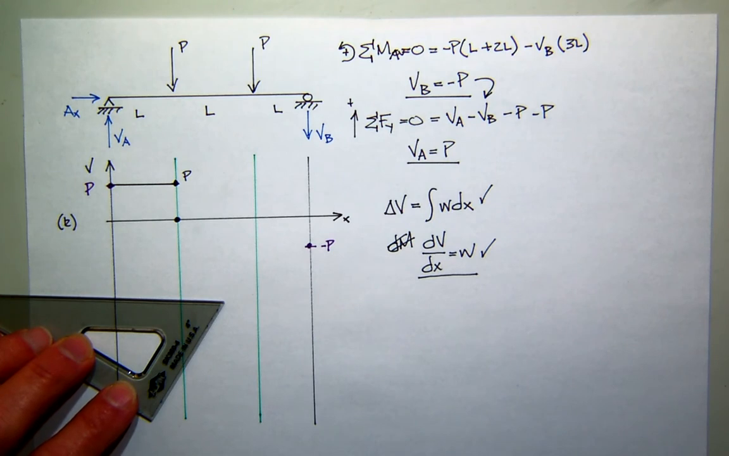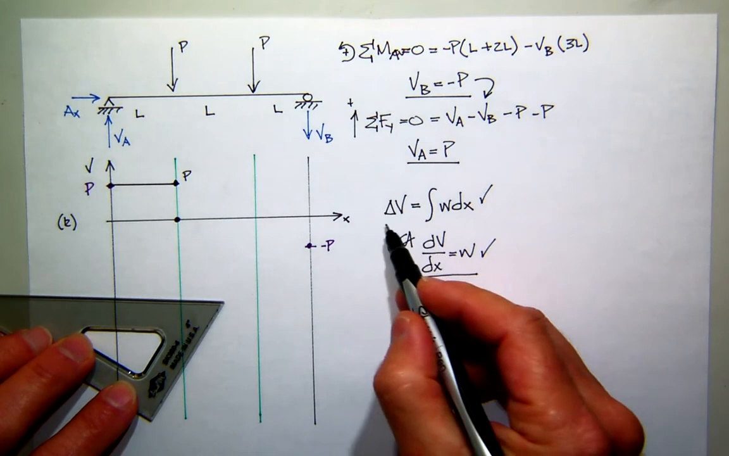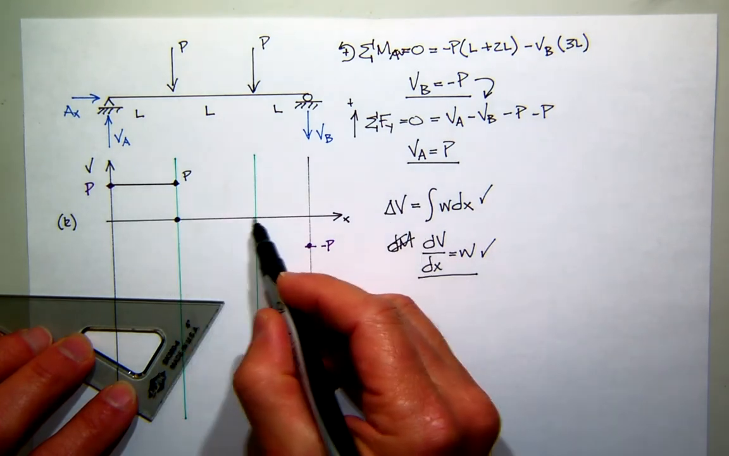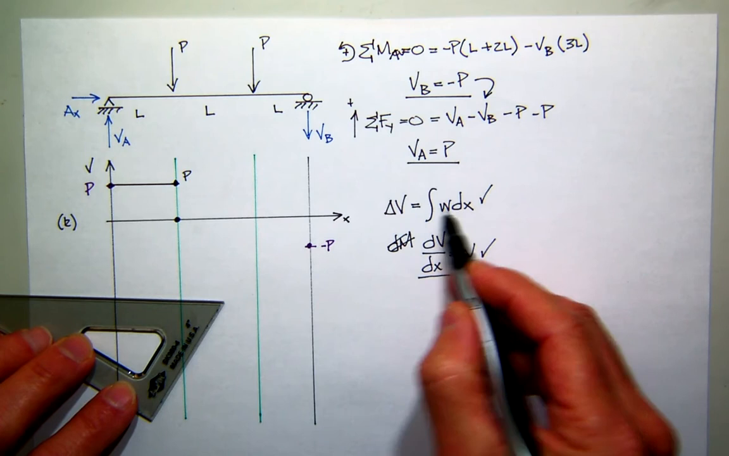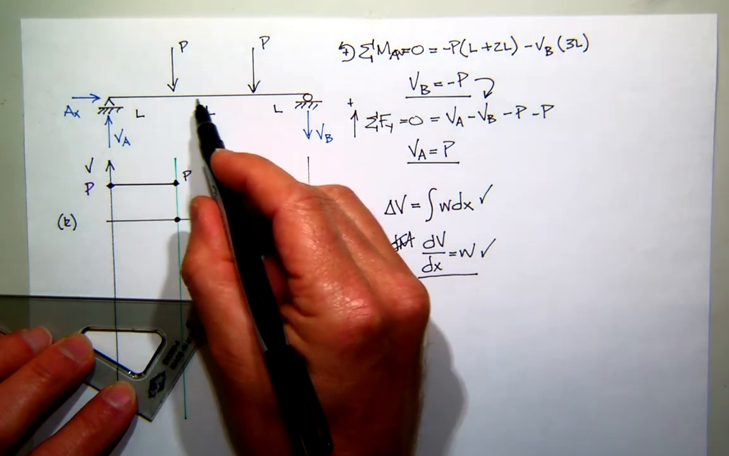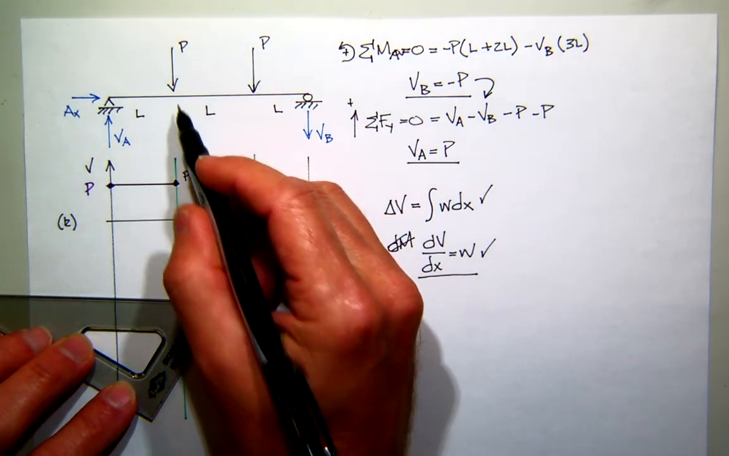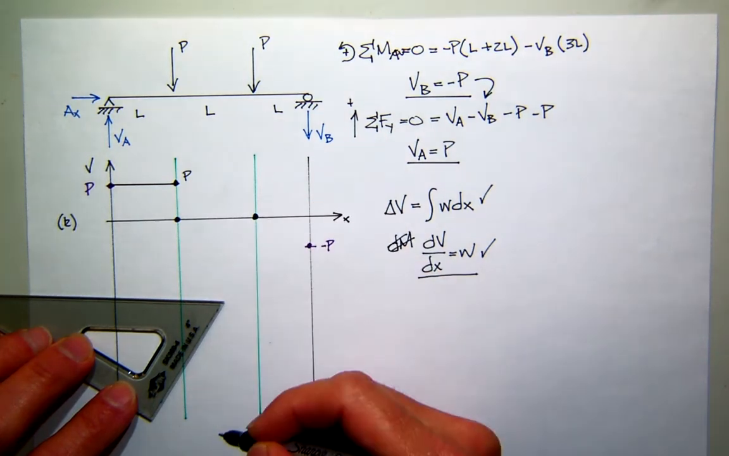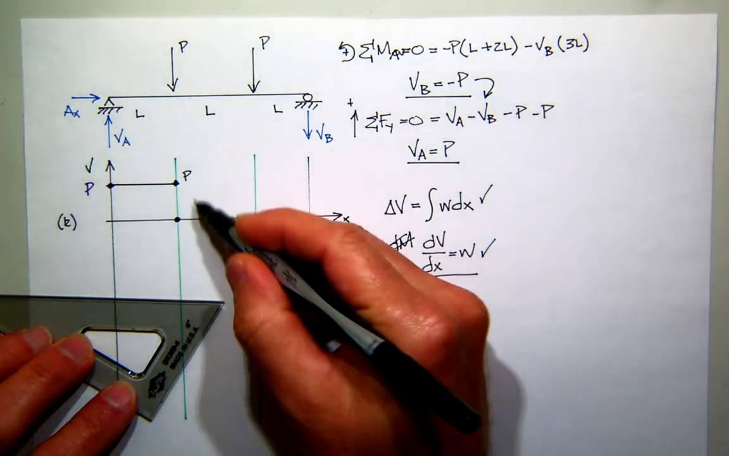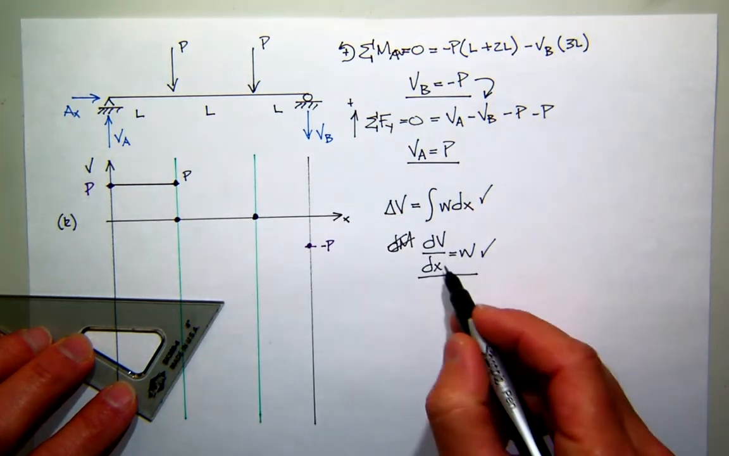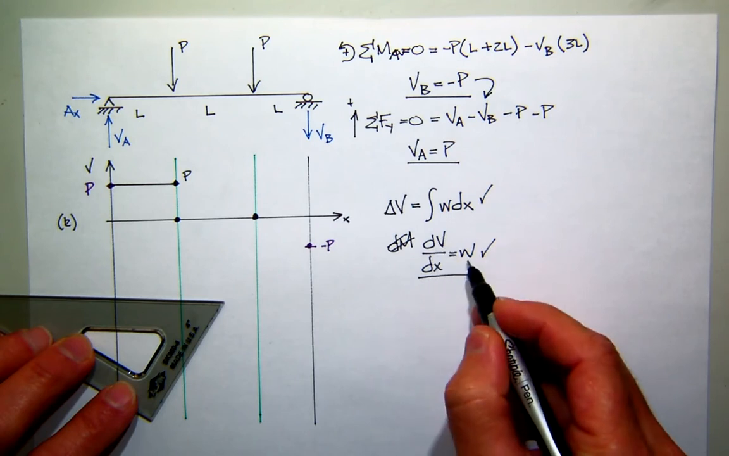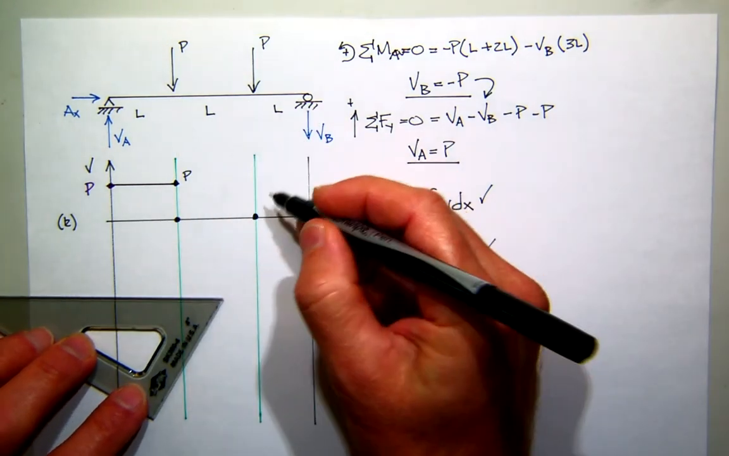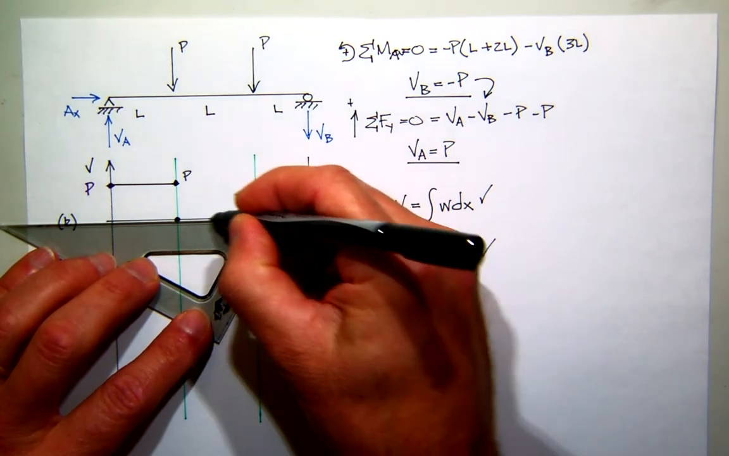See that? So now I go back to this relationship. The change in shear between L and 2L should be the area under the load curve. What's the area under the load curve between here and here? 0. So there's no change. What's the shape of the curve in between? Well, the slope of that line is equal to the load, and the load is 0. 0 slope is horizontal line.